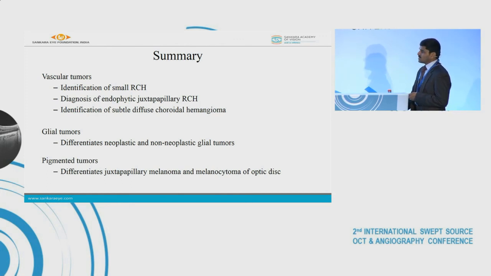Coming to the glial tumors, it helps in differentiating the neoplastic and non-neoplastic glial tumors. And in cases with pigmented tumors, it definitely helps in differentiating a juxtapapillary melanoma from melanocytoma of the optic disc, particularly when the melanoma is small.